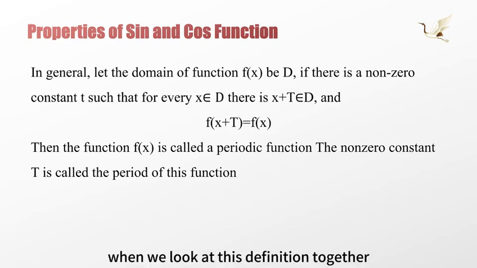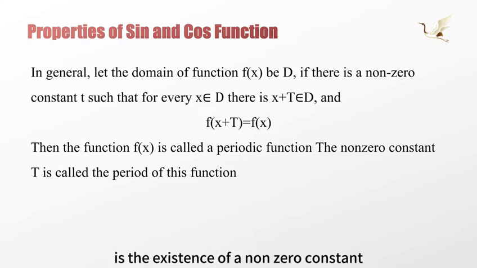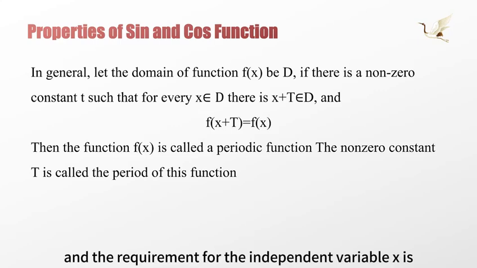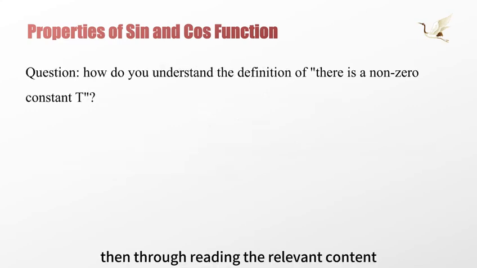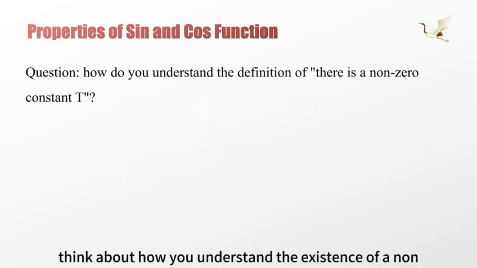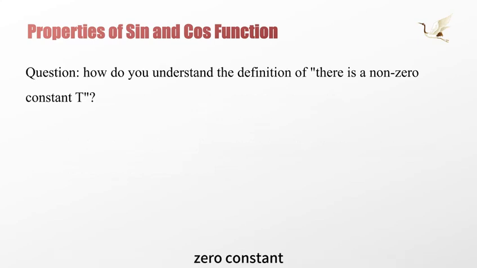When we look at this definition together, we will find that it has many restrictions. For example, the requirement for T is the existence of a non-zero constant, and the requirement for the independent variable x is every x in the domain. Then, through reading the relevant content, think about how you understand the existence of a non-zero constant in the definition.